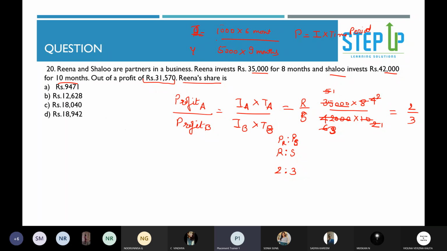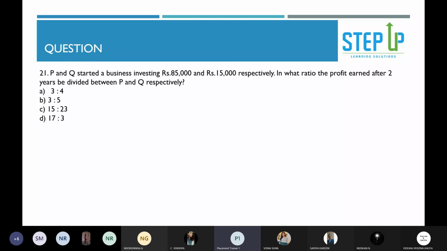No? Okay, whose share we need to calculate? Reena's share. So Reena's share will be what? 2 by 5 of what? 31570. 5 6 30, 3 15, 14 70. Okay. So this will be your answer. Is that clear? Done or not done? Yes. Okay, fine. Try this question then.